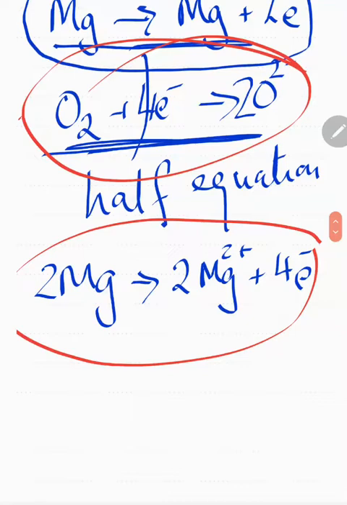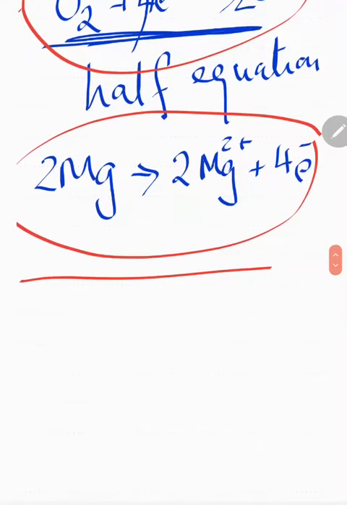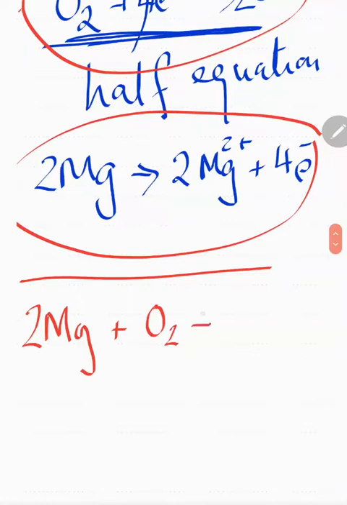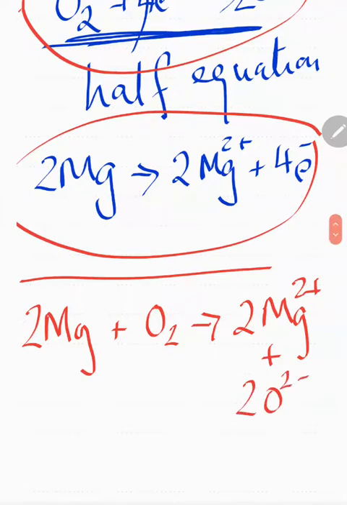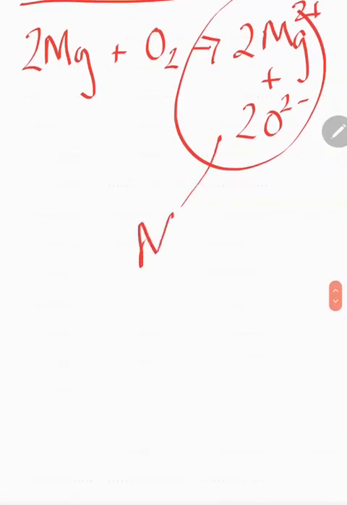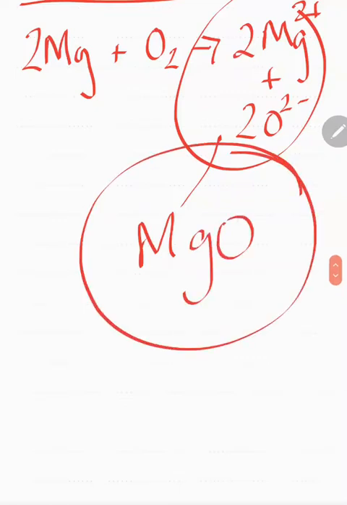When I add the 2 half equations, I get an overall equation. 2 magnesium plus oxygen forms 2 Mg2+ and 2 O2-, which is the same as 2 MgO. Now, that's simple half equations. The first thing to note.